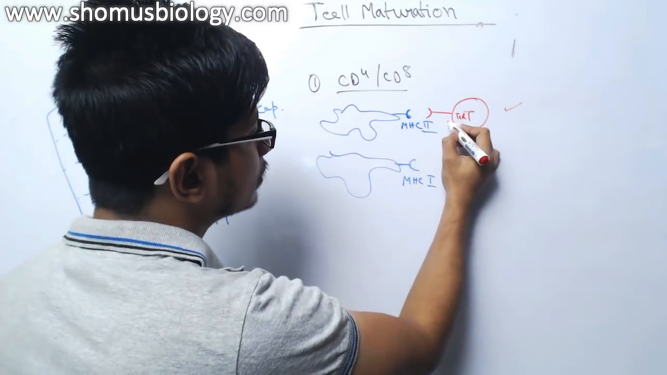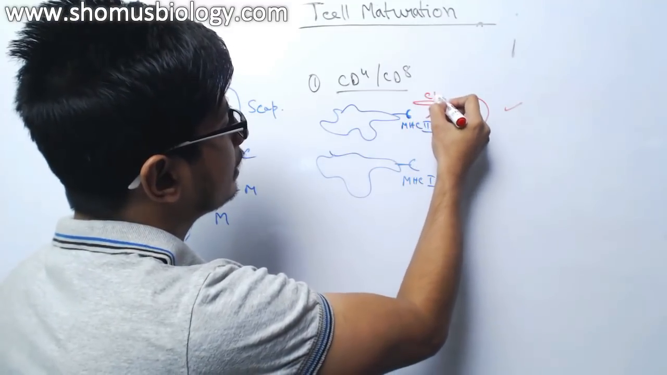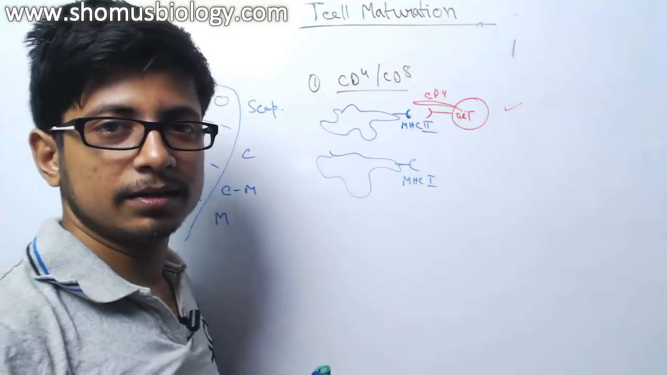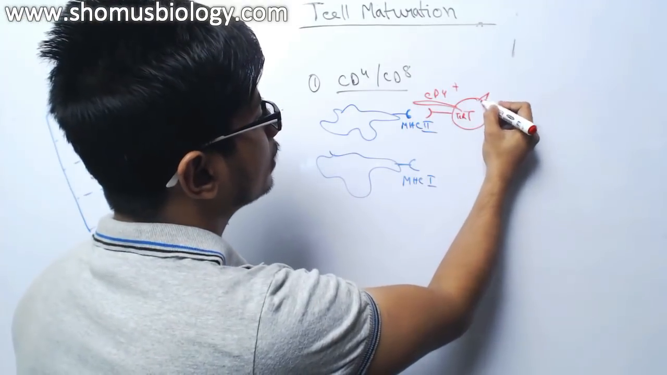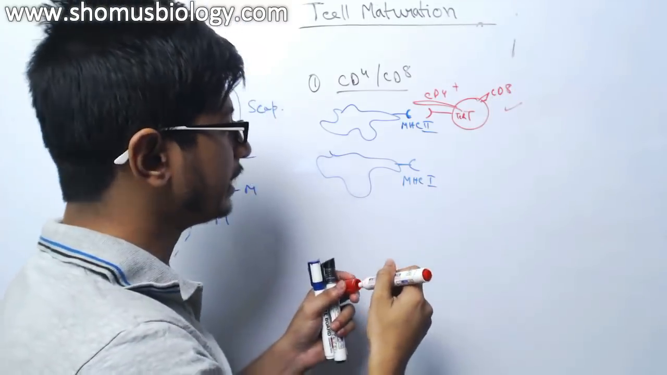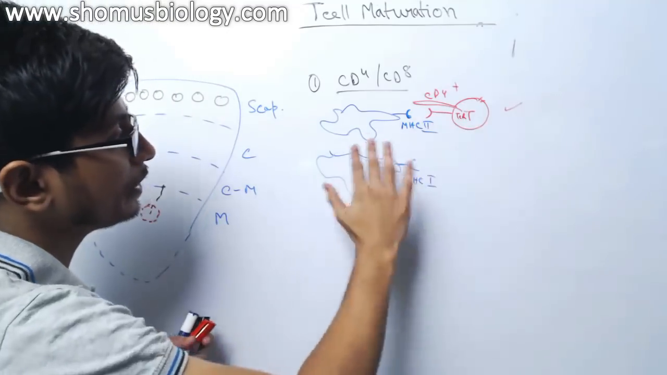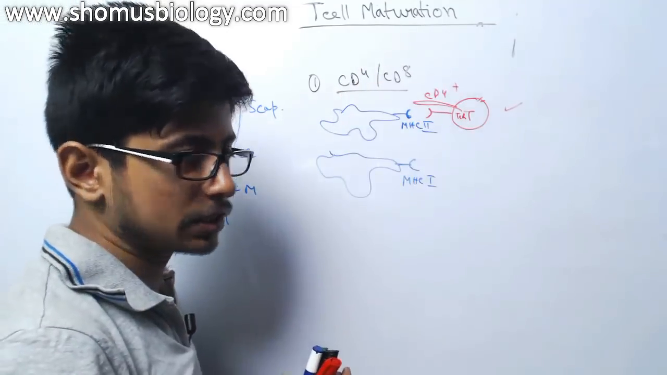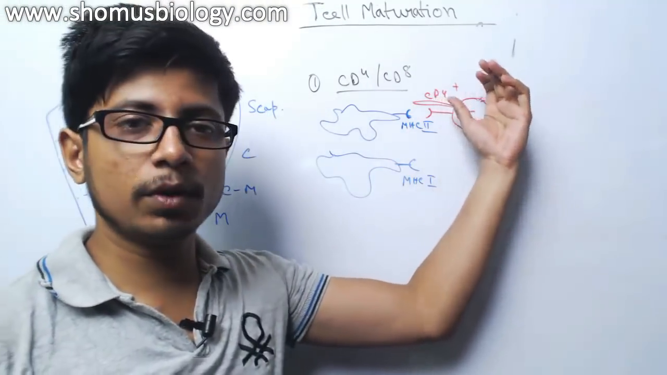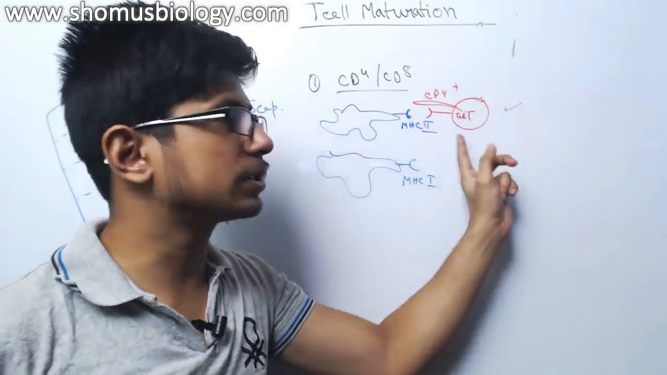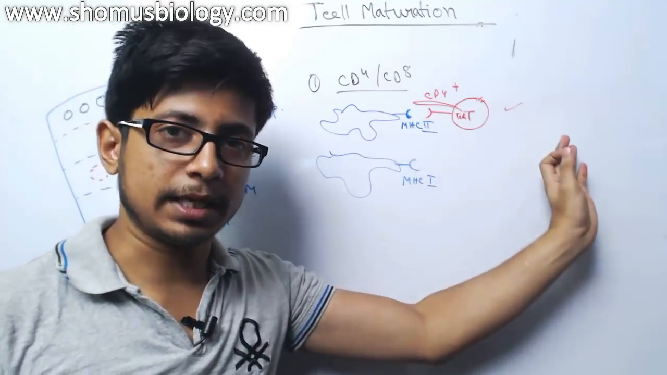Once they interact with MHC2, the CD4 receptor will be kept, while the CD8 receptor will be degraded, because they will not need CD8 anymore, since we are differentiating between CD4 cells and CD8 cells. So once they engage properly with MHC2, they will only select CD4, CD8 will be destroyed and those cells will be selected. Now those cells will be only CD4 cells.